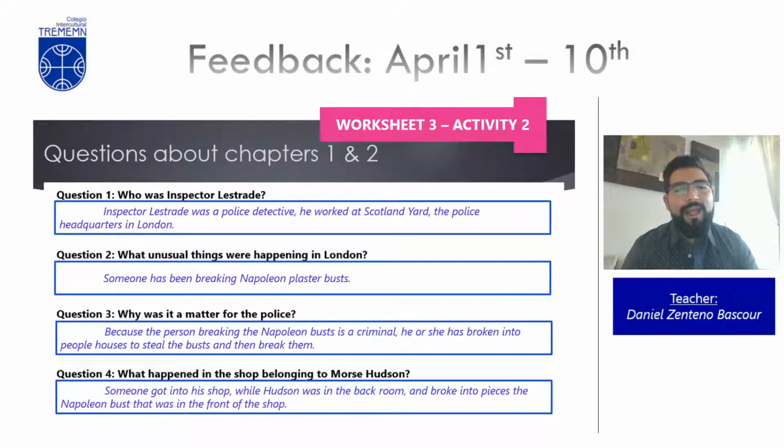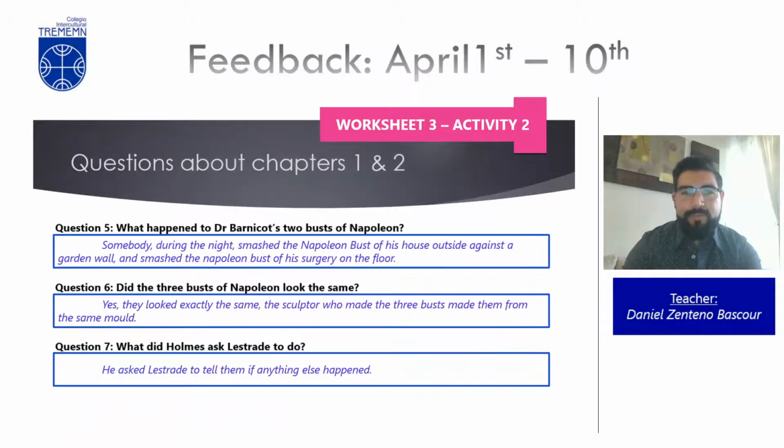Question 4. What happened in the shop belonging to Morse Hudson? Well, someone got into his shop while Hudson was in the back room and broke into pieces the Napoleon bust that was in the front of the shop. So here we have clearly identified which was the very first Napoleon bust which was broken.